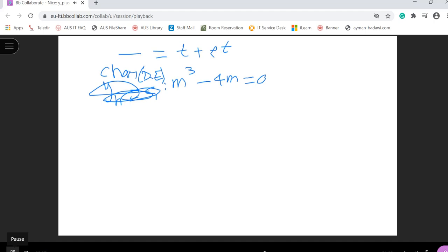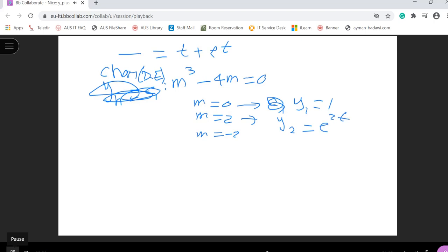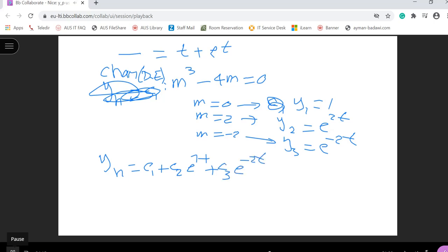All right. So quickly, all of you know this is m equals 0, m equals 2, m equals minus 2. So from this, we come up with y1, because we should come up with the three independent solutions. And this one, all of you know, will be e to the 2t, and this one, e to the minus 2t. So y homogeneous, we know how it looks: c1 plus c2 e to the 2t plus c3 e to the minus 2t. So the question is how to find y particular.